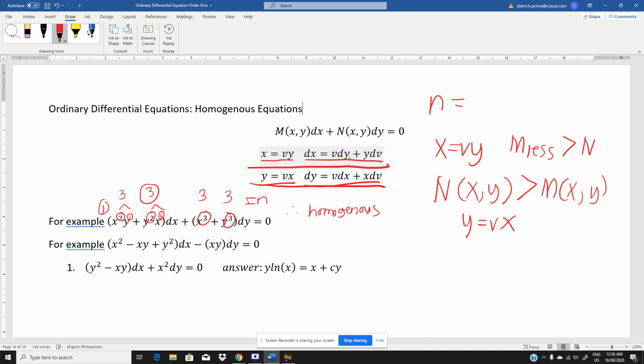Another example is (x squared minus xy plus y squared) dx minus (xy) dy = 0. The first term has a degree 2. Then this one is 1 plus 1, so it is equivalent to 2. This term has a degree 2, and this one is 1 plus 1, so it has 2. So n is equal to 2. Therefore, it is homogeneous.